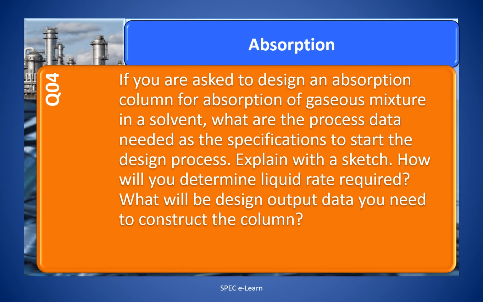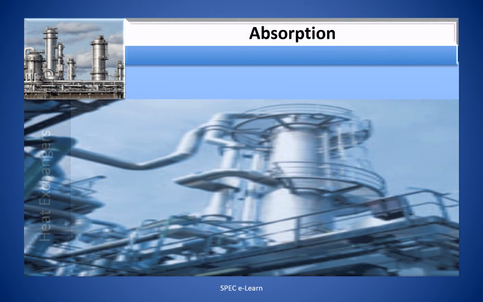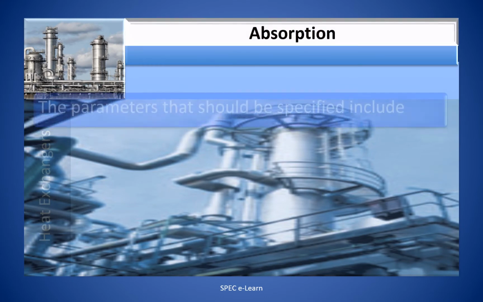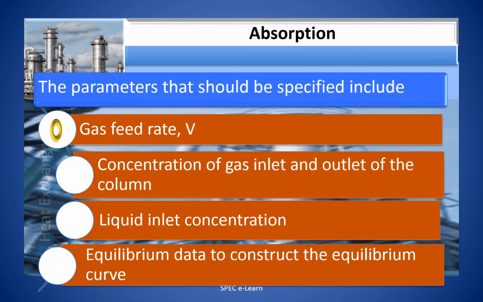Your time is up. The answer. The parameters that should be specified to start the design process include gas feed rate, concentration of gas at the inlet and outlet of the column, a liquid inlet concentration, and equilibrium data to construct the equilibrium curve.